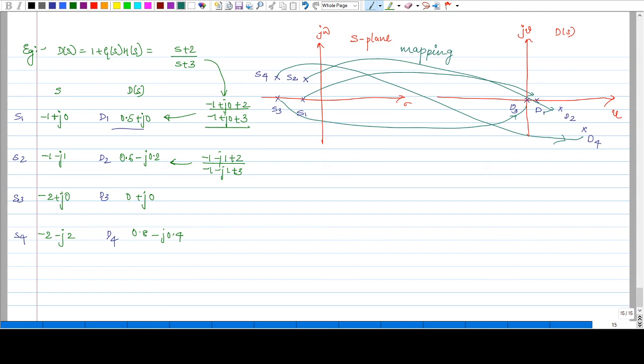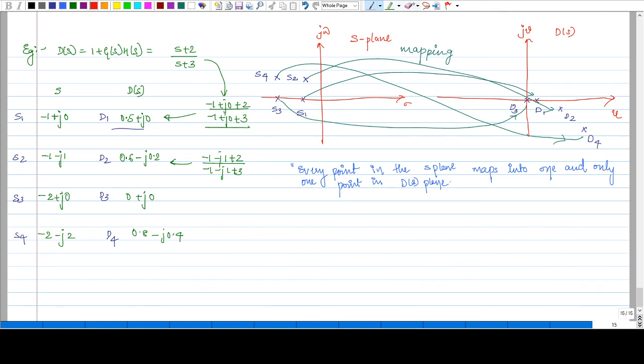So we can write here: every point in the S plane maps into one and only one point in D of S plane.